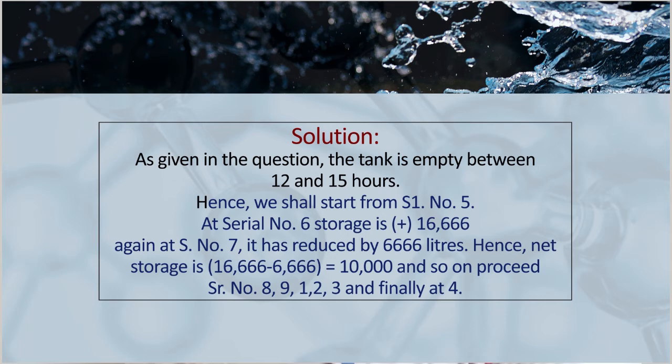At serial number 6, storage is positive 16,666. Again, at serial number 7, it has reduced by 6,666 liters. Hence, net storage is 10,000. That means 16,666 minus 6,666, so the answer comes to 10,000. Then we proceed to serial numbers 8, 9, then 1, 2, 3, and finally 4.